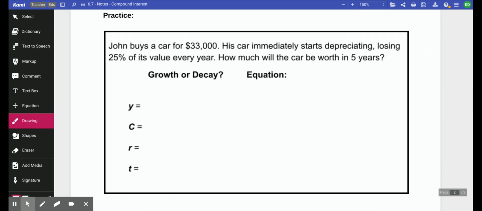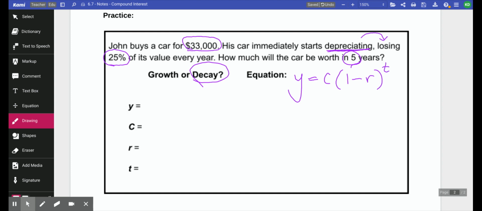This next one says John buys a car for $33,000. So that's our starting amount, how much we bought the car for. His car immediately starts depreciating. That's one of our keywords here. Losing 25% of its value every year. So if we don't know what depreciating means, it's going to tell us right there. It means it's losing value. How much will the car be worth in 5 years? So we know from our keywords, depreciating and losing value, that this is a decay problem. So it's going to be y equals c times the quantity 1 minus r to the power of t.